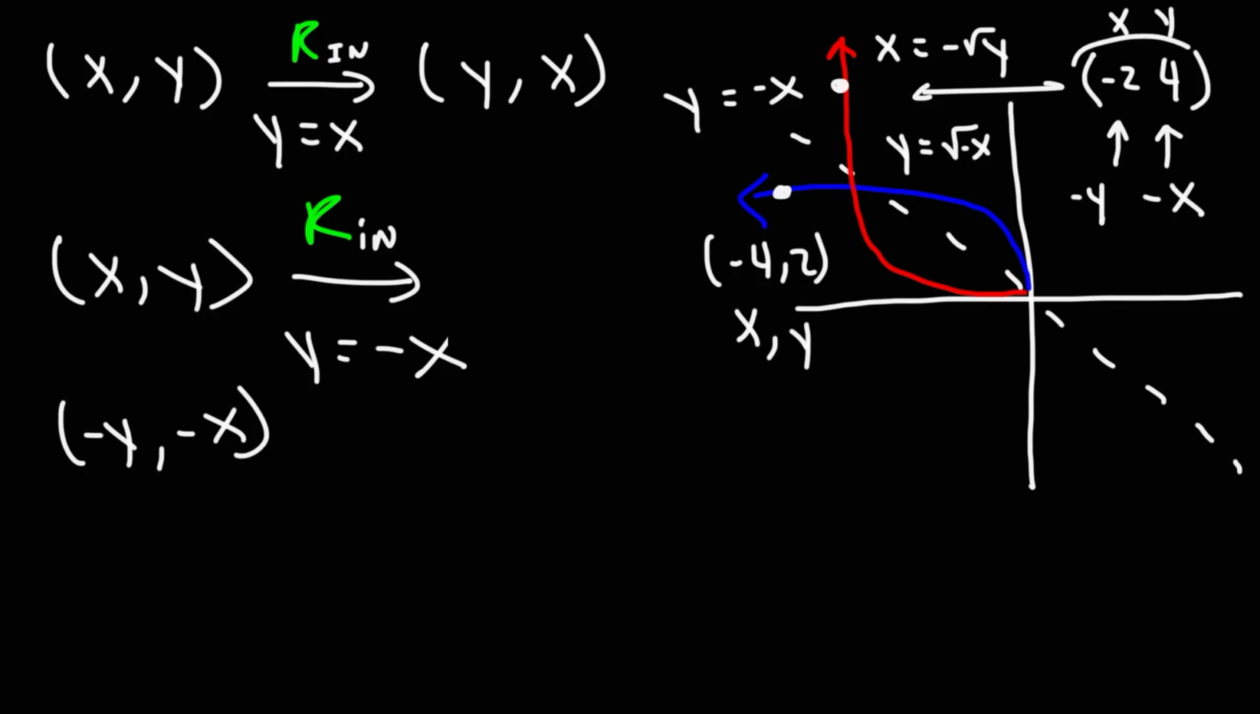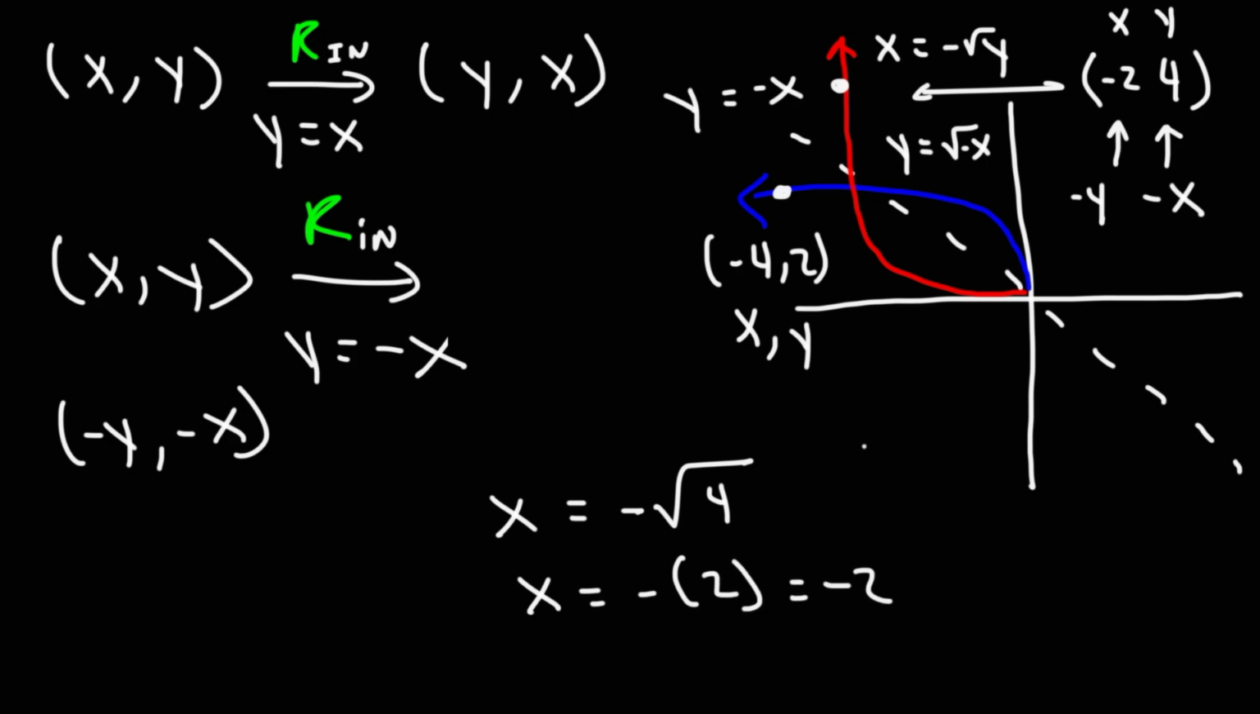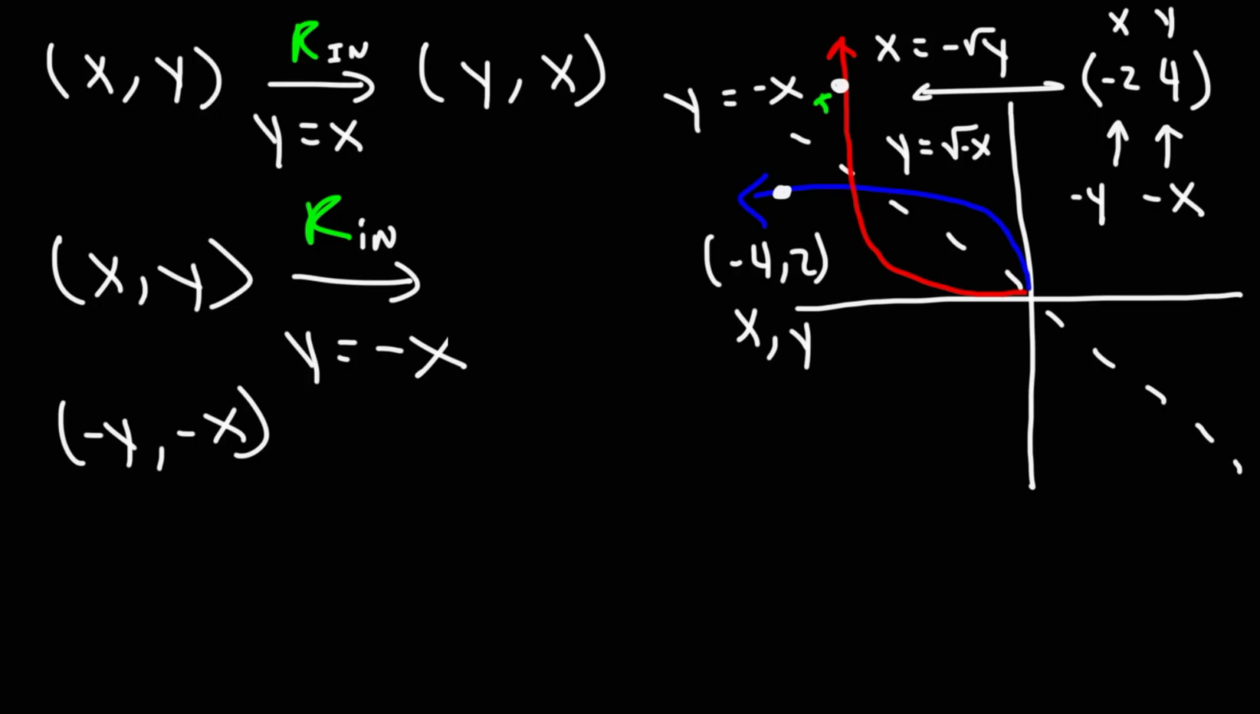So if we plug this into this equation, we can see that it's going to work. Y is equal to, well, technically, we're plugging into this equation here. X is equal to negative square root y. So y is positive 4. The square root of 4 is 2, and we get negative 2. And we can see that these 2 points are equidistant from the line y equals negative x.